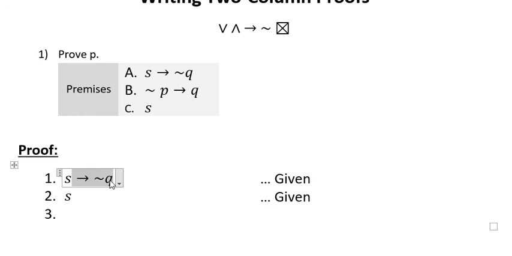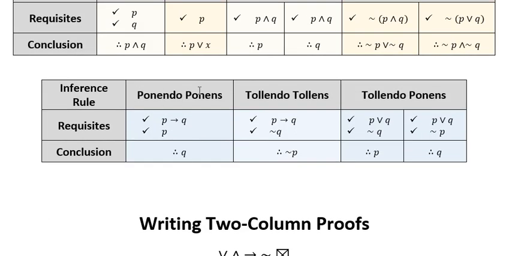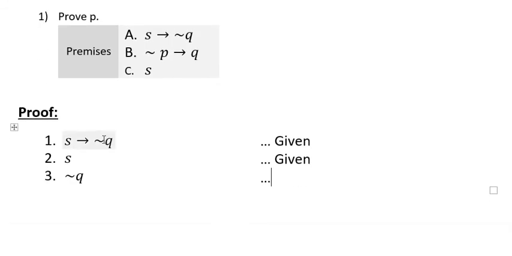Now, with that, I can conclude that Q is not true, negation of Q. How can you say that? Well, if you take a look at steps 1 and 2, I have a conditional and I have the first part of the conditional. So ponendo ponens tells me if I have a conditional and I have the first part, I can copy the second part exactly the same. So I'm gonna copy negation of Q exactly the same. That will be ponendo ponens on steps 1 and 2.